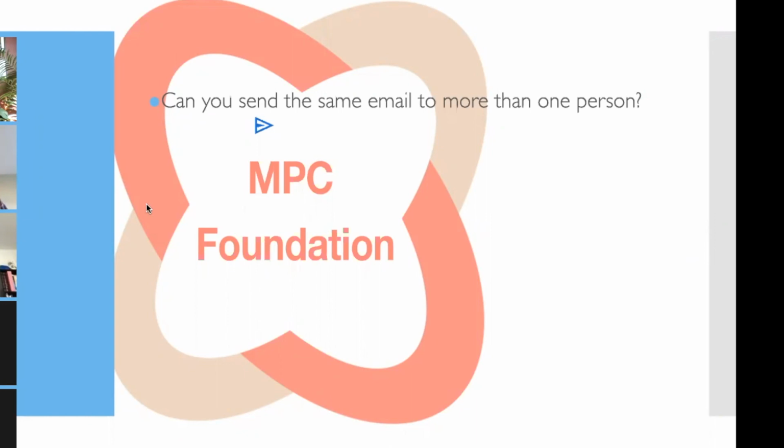So when we are sending an email, let's say we're replying to an email or composing an email from scratch, can you send an email to more than one person at a time? Yeah, absolutely. You can send an email to pretty much as many people as you want, as long as you have their email addresses.